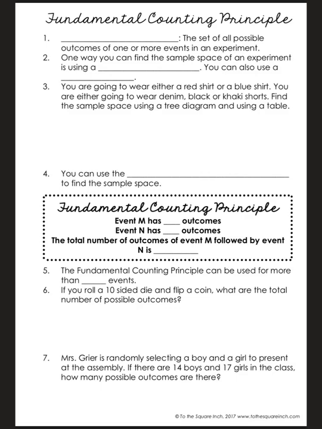So we talked yesterday about how to find sample space. And again, sample space, we're going to write this right here. Sample space is the set of all possible outcomes of one or more events in an experiment. So one way you can find a sample space of an experiment is using a tree diagram or a table.